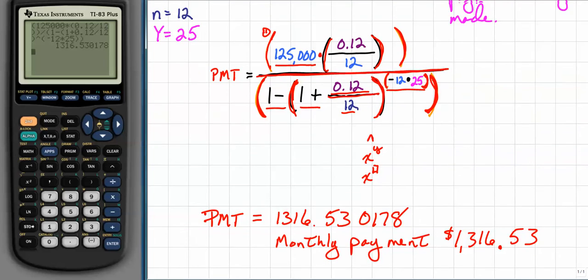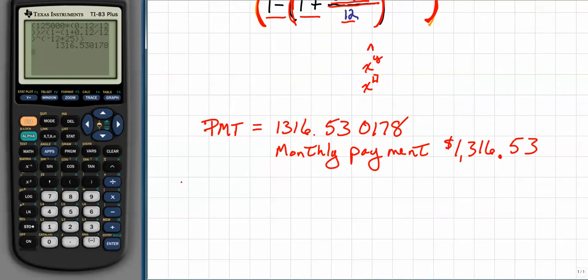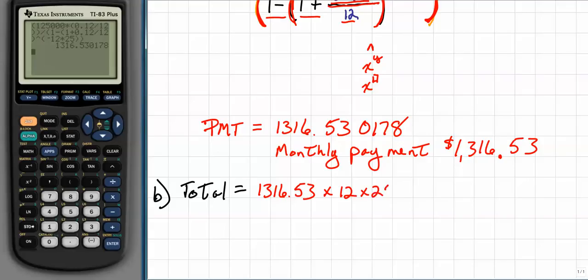Then, of course, as we'll scroll back up so we can look at it, we need to determine the total amount paid over the term of the loan. Well, we're going to take that monthly payment, multiply it by 12 because that'll be the number of payments in a year, and then we'll multiply that by 25. So part B means that we want to look at the total, and that's going to be equal to 1,316.53 times 12 times 25.